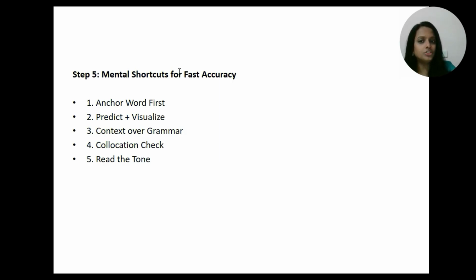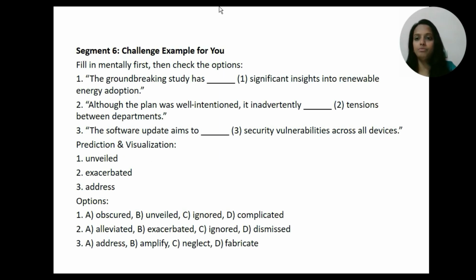And then the collocation check, as I told you, if it does not naturally pair with surrounding words, you have to eliminate it. Don't forcefully try to collocate it, okay? And you have to read the tone. Yes, whether it's a neutral one or a formal, negative or positive. So based on that, you can choose the words because the tone often reveals the correct choice. Okay. And here are some challenge examples for you.